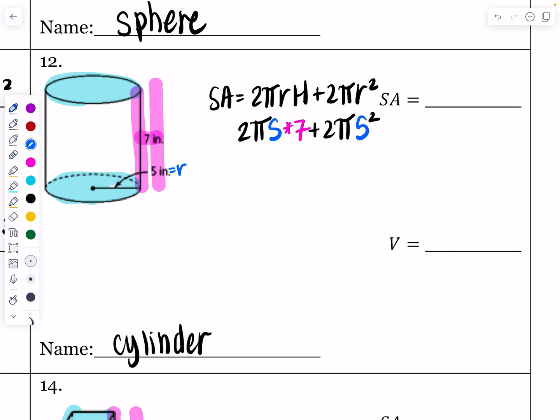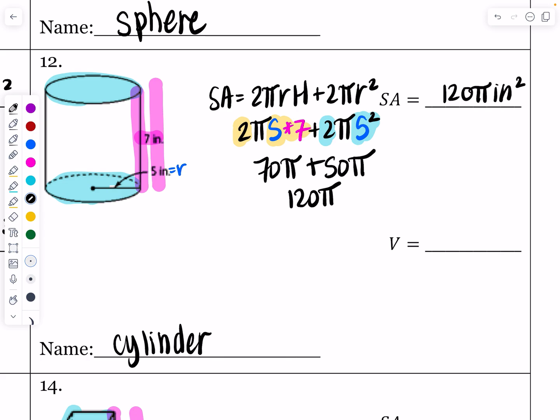So when I type this into my calculator, that's going to be 2 times 5 times 7. 2 times 5 times 7 gives me 70 pi, because again, we're leaving this in terms of pi. 70 pi for my walls, plus my bases is going to be 2 times 5 squared. 2 times 5 squared gives me 50 pi. So then it's going to be 70 pi plus 50 pi. 70 plus 50 is going to be equal to 120 pi. And my units for surface area are going to be inches squared in this problem.